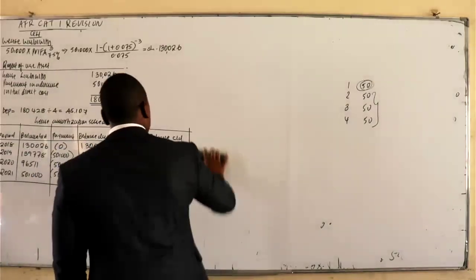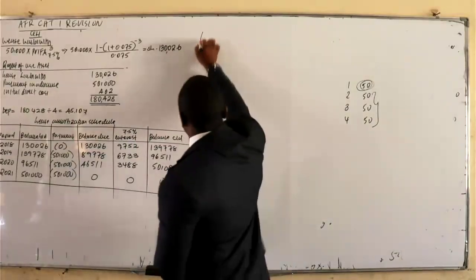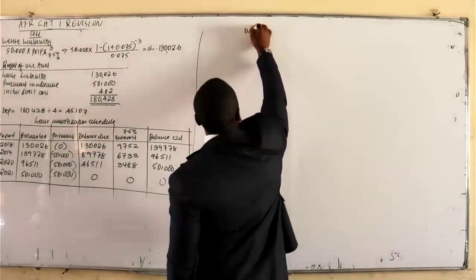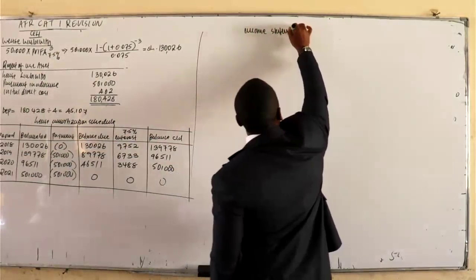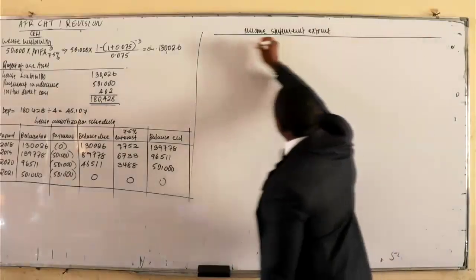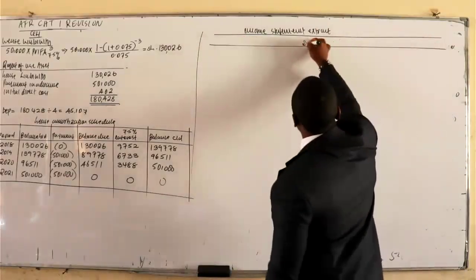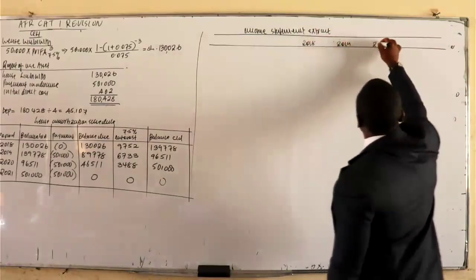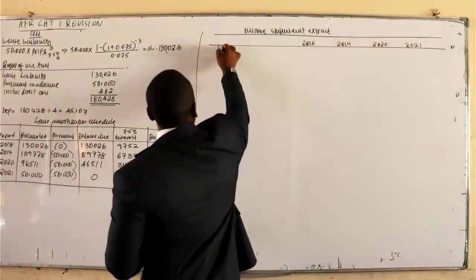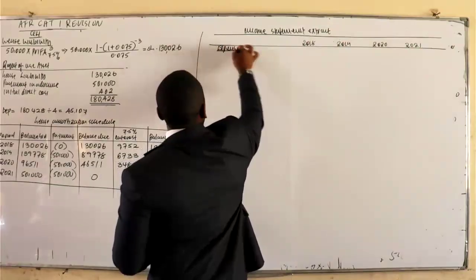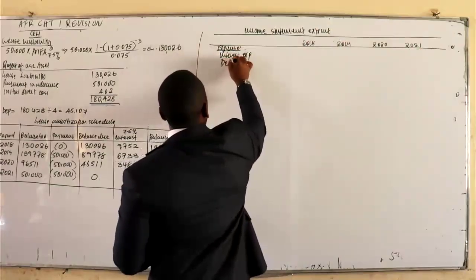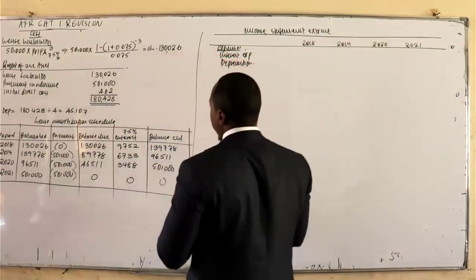So now, how do you prepare the financial statement? Financial statement extract. So to the income statement, you recognize two items. So we have the expenses. Number one, there is the interest expense, as well as we have depreciation on right of use asset.